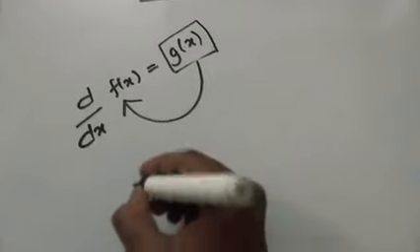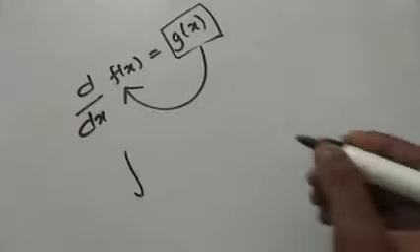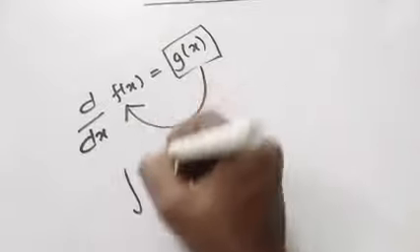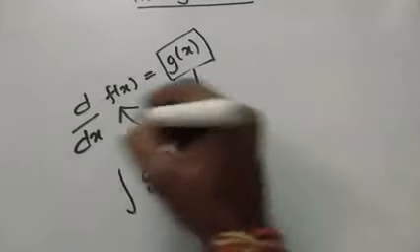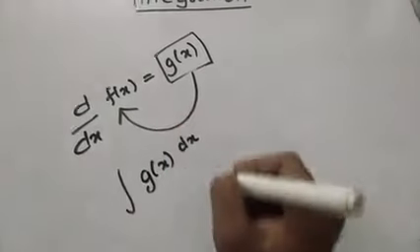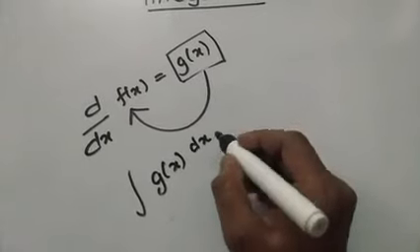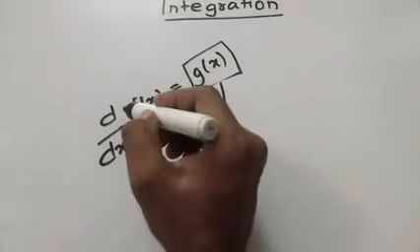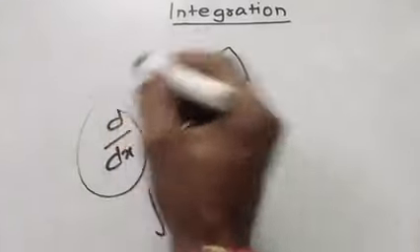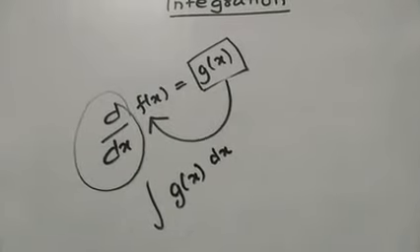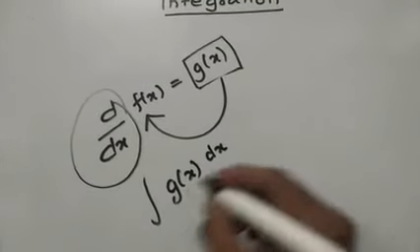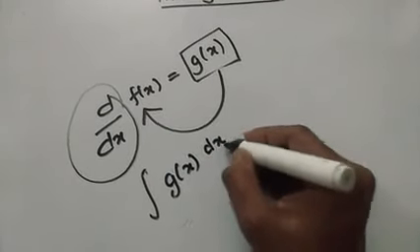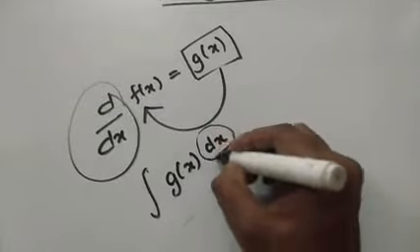That is integration, denoted by this symbol. Integration of this function g of x with respect to dx. We always remember that we always differentiate a function with respect to x, so we write d by dx. Whenever we integrate a function with respect to x, we will write integration g of x with respect to x, meaning we write the operator as dx.